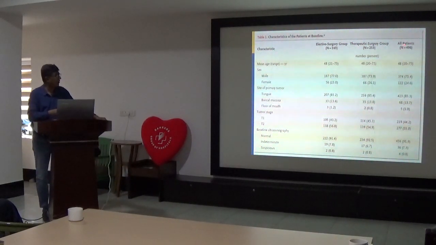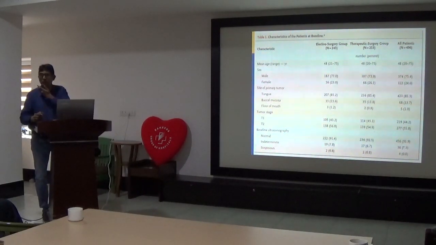The total number of patients was around 500, with both groups having almost equal numbers. In the therapeutic surgery group, the patients were observed. So you have removed the primary but not addressed the neck. In the other arm, you have removed the primary and addressed the neck, so this is elective treatment of the neck. Therapeutic means that whenever a neck node appears, you follow these patients, and whenever the neck node comes, you operate on them.